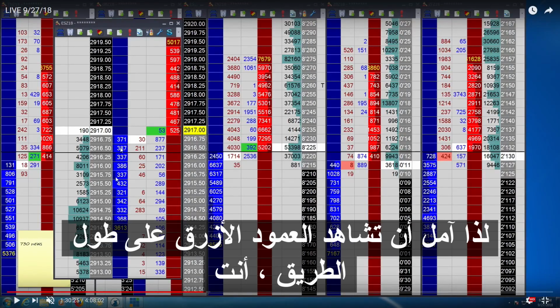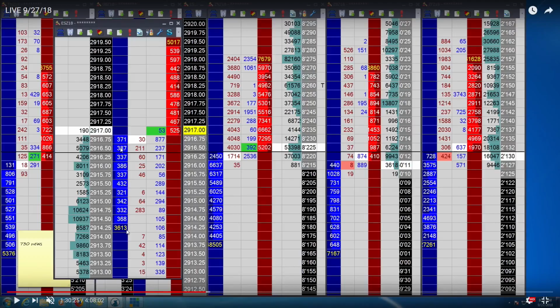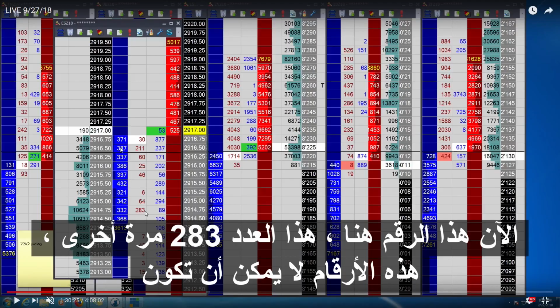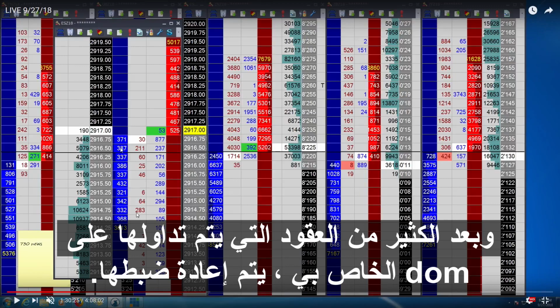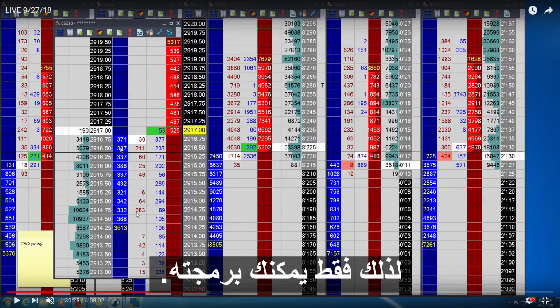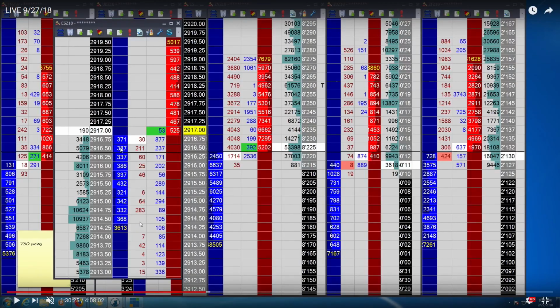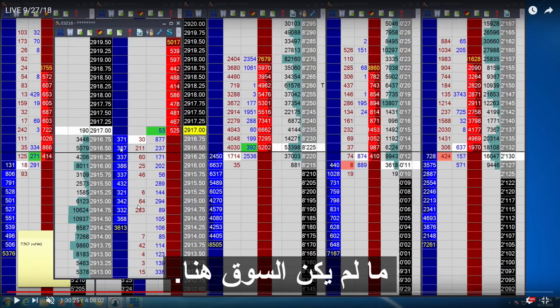Hopefully you're watching the blue column all the way down, just contracts being added or subtracted. Now this number here, this 283, these numbers cannot be subtracted. They're always going to go up no matter what. And after so many contracts trade on my DOM, they do reset. You can program it however you want. This 283 will never go up unless the market is here.